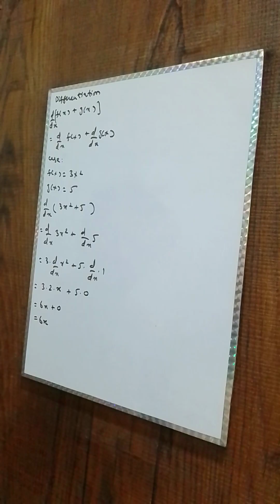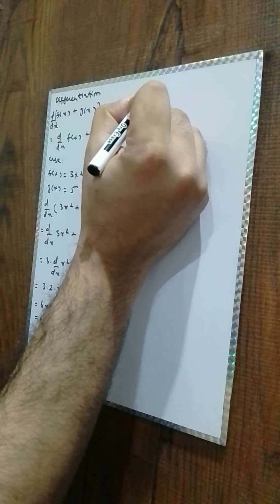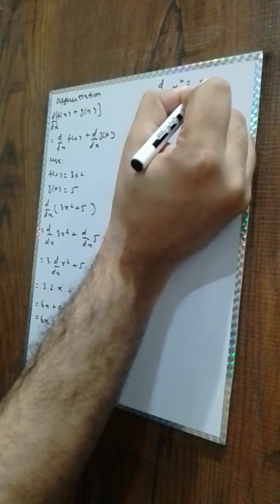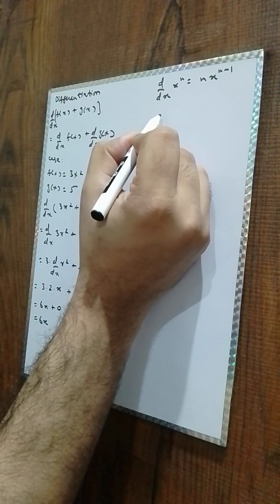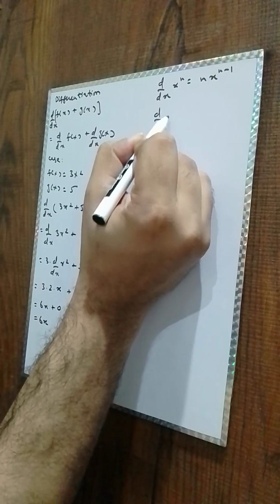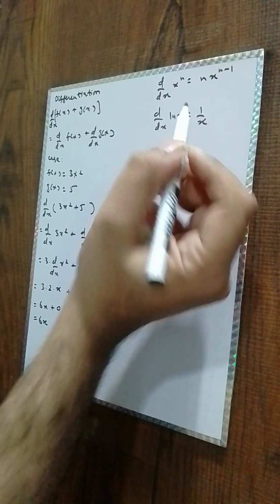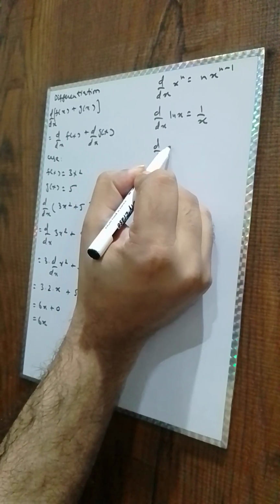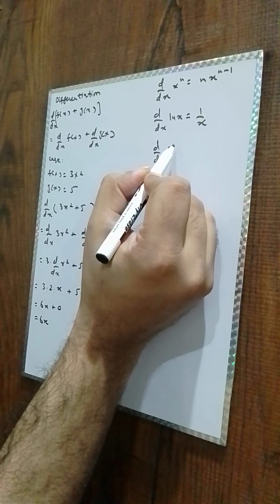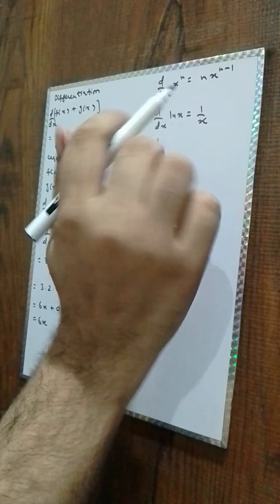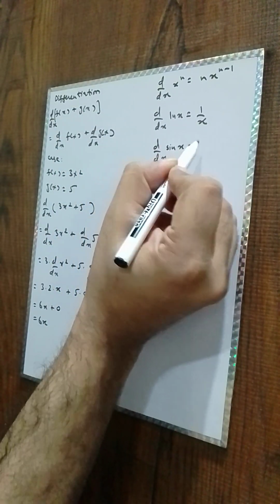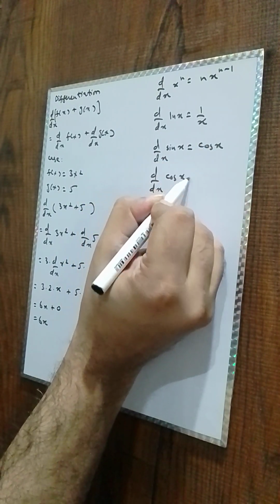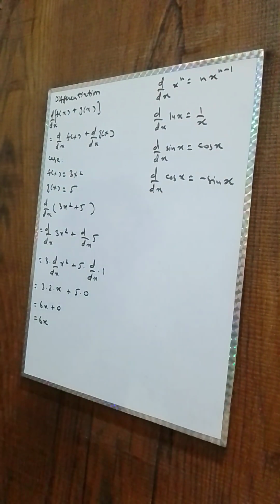In general, as I mentioned in the previous segment, d by dx of x to the power n is equal to n x to the n minus 1, and d by dx of natural log of x is equal to 1 by x, and d by dx of sin x is equal to cos x, and d by dx of cos x is equal to minus sin x.